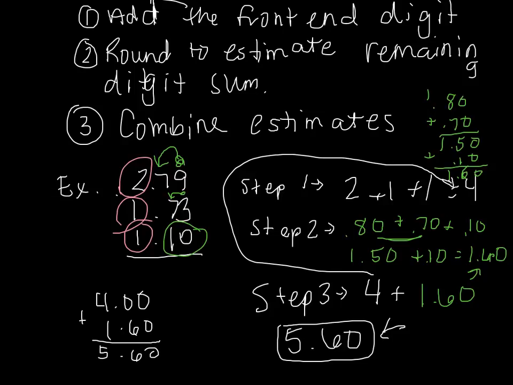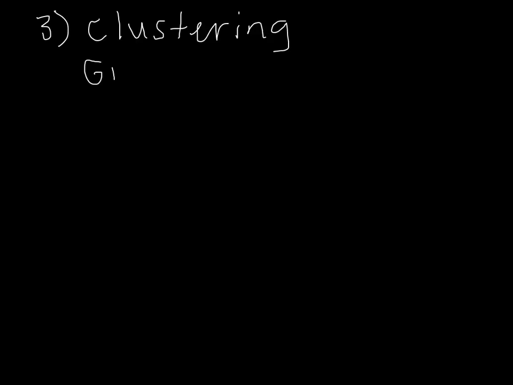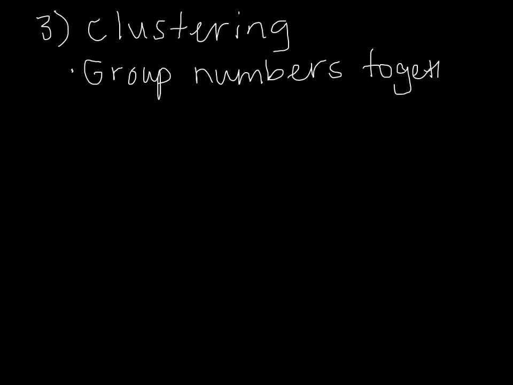Okay, let's look at our last type of estimation, and it's called clustering. All right, so our third type of estimating is called clustering. Clustering, what that means is we are going to group. Let's put a little dot so we know this is our definition. We're going to group numbers together that are close to the same value.